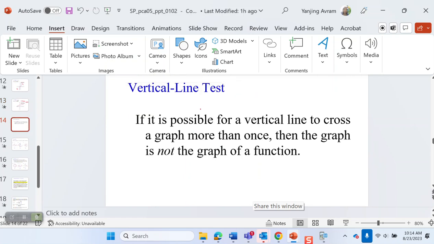Okay, vertical line test. It is possible for a vertical line to cross a graph more than once. Now, if this is the case, this graph is not a function. So the vertical line test is about only one x value corresponding to only one y. If you only have one x corresponding to one y, this one is called a function. Okay, if we have more than one y, it's not a function.